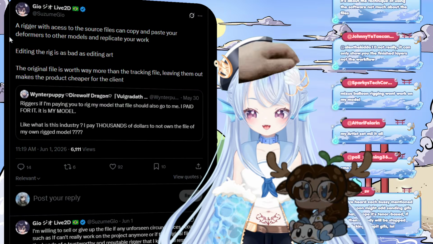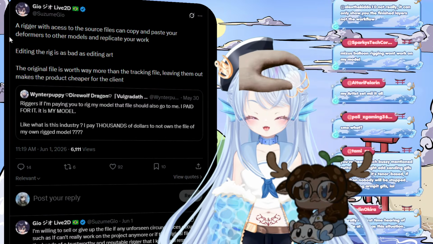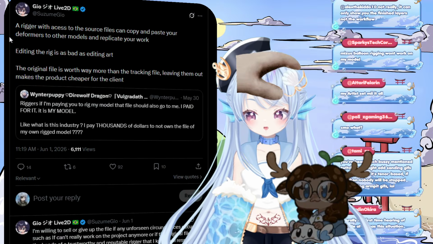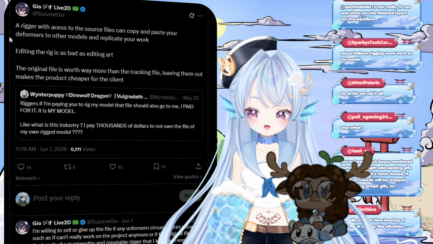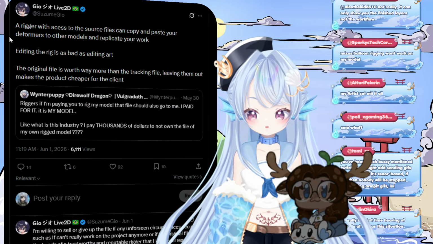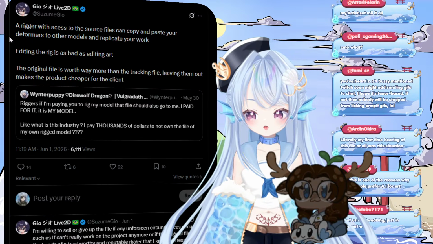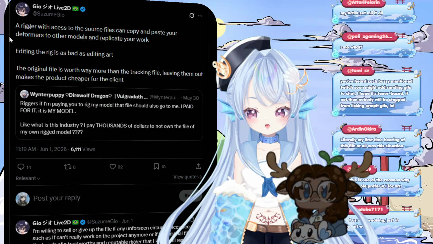"A rigger with access to the source files can copy and paste your deformers to other models and replicate your work. Editing the rig is just as bad as editing art. The original file is worth way more than the tracking file. Leaving them out makes the product cheaper for the client."